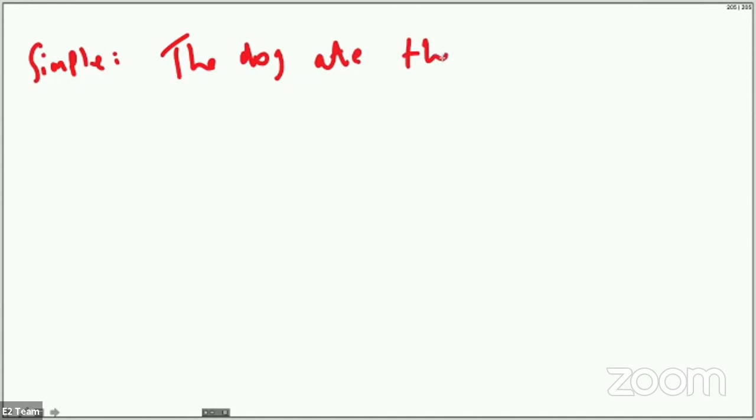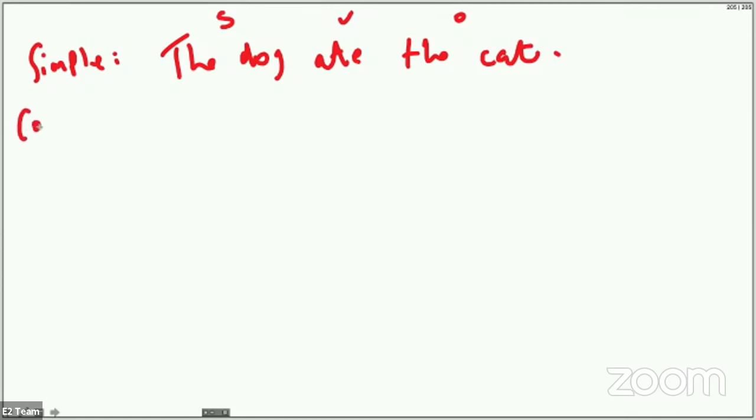What are the differences between simple, compound, and complex sentences? You ready for a grammar lesson? Let me just give you a quick little grammar lesson on what a simple, compound, and complex sentence is. Okay, let's just do a simple sentence. Simple sentence: The dog ate the cat. Cool. We've got one subject, we've got a verb, we've got an object.